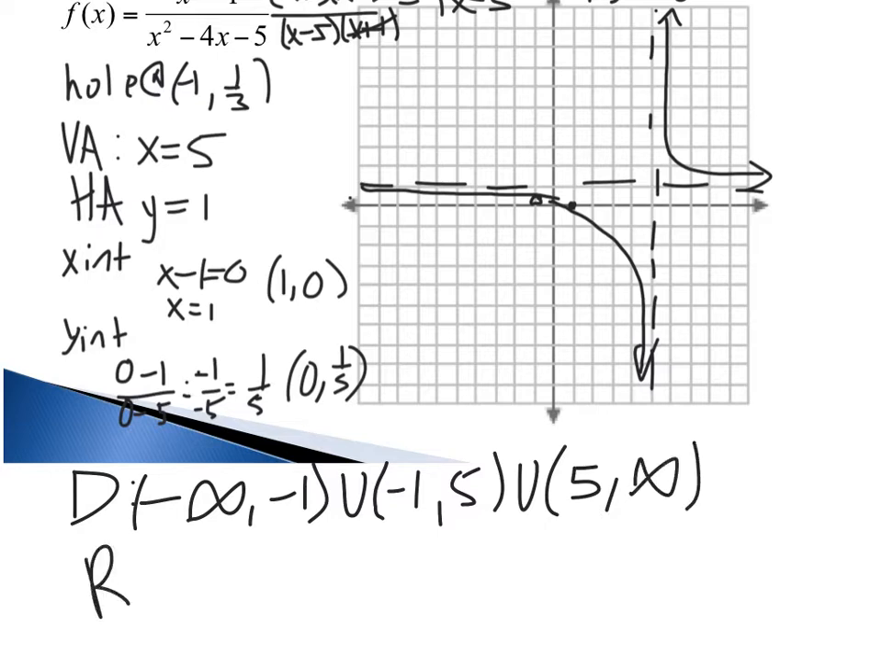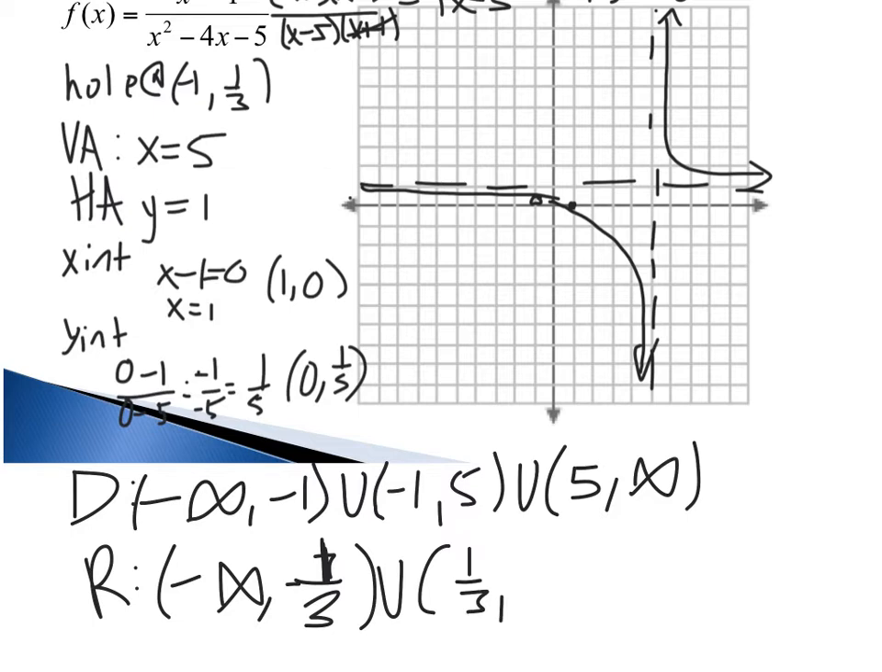And now our range, it starts at the bottom going forever, so it'll be negative infinity to our hole at 1/3. Okay. Then it starts back up and goes from 1/3 to our asymptote at 1. And then it goes from 1 to positive infinity. Right, and that's our range.